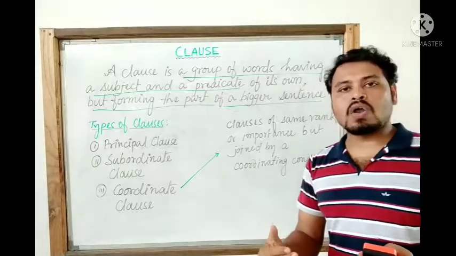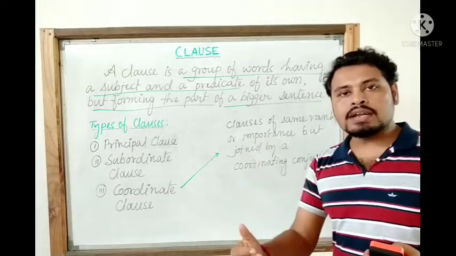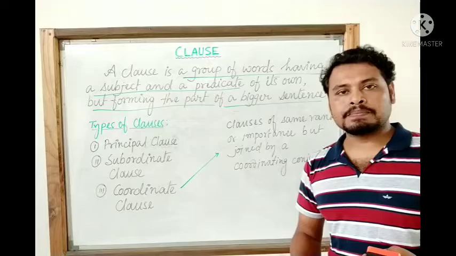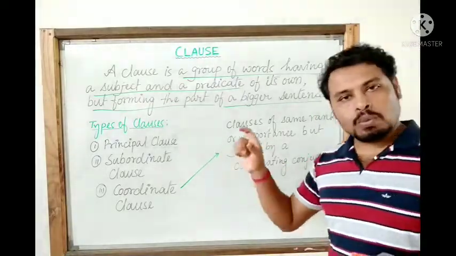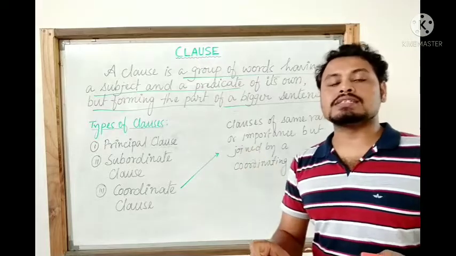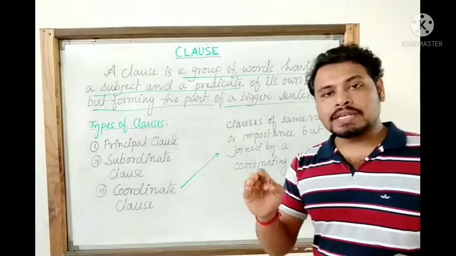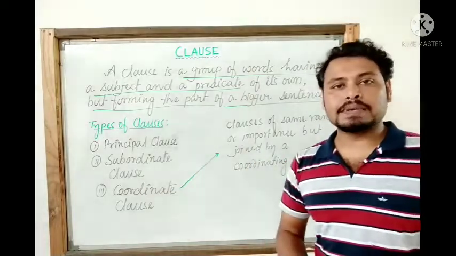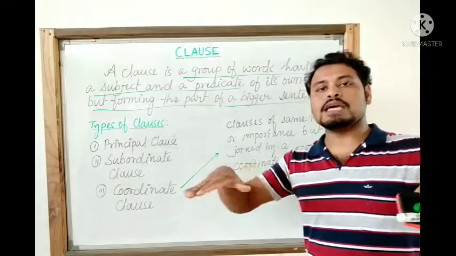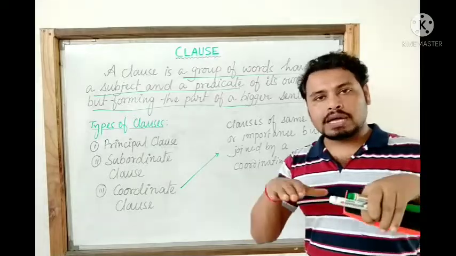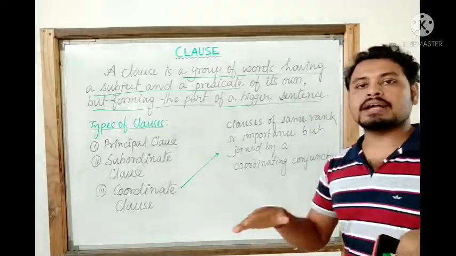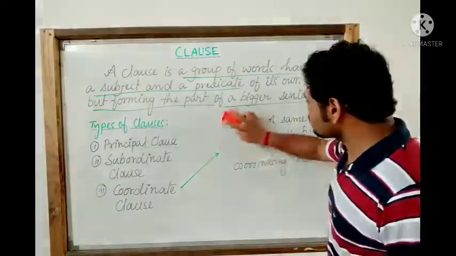That means one clause is coordinating with the another clause. That means one part of the sentence, one part of the bigger sentence is coordinating with another part of that bigger sentence, and both are of same weightage, both the parts have same importance, both the parts are of same rank. So let us have an example of this.